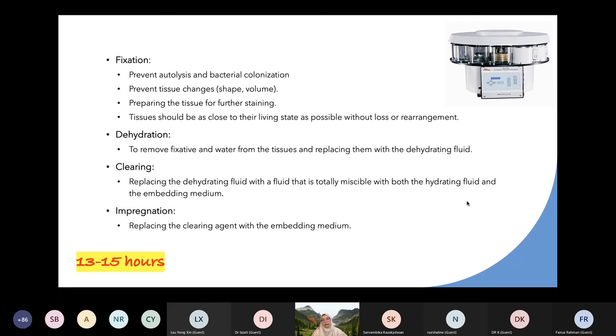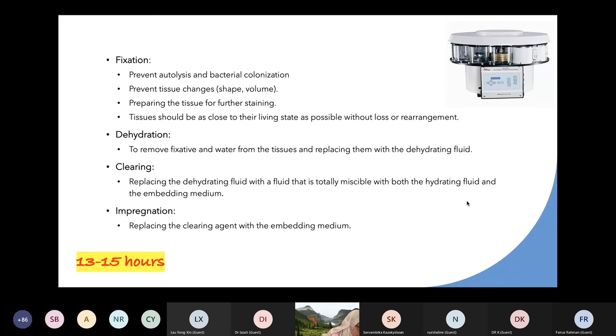Next stage is clearing, where we replace the dehydrating fluid with a fluid that is totally miscible with both the dehydrating fluid and the embedding medium. So this fluid, usually xylene, can work well with the alcohol as well as the wax as the embedding medium. And last step is impregnation, where we replace the clearing agent, the xylene, with the embedding medium, usually the paraffin wax.